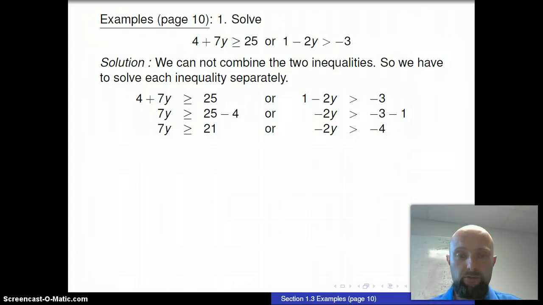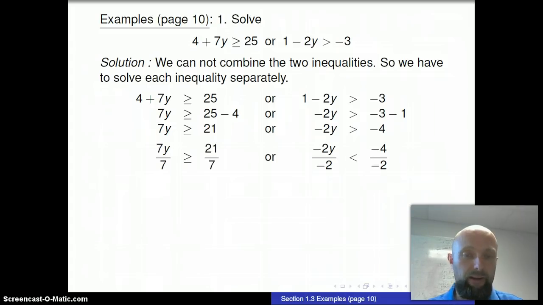Next, we isolate y. In the first inequality by dividing both sides by 7. In the second inequality by dividing both sides by -2. However, if we divide by a negative number, we need to change the inequality sign. Finally, we simplify and we get the following solution. y is greater than or equal to 3 or y is less than 2.